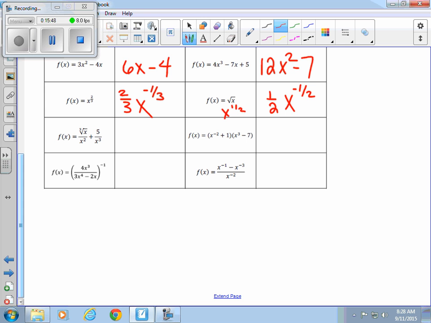What could I write 5 over x cubed as? Would you agree that 5 over x cubed is the same as 5x to the negative third? Nice trick to play, right? Because now on that piece I already know the answer. It's negative 15x to the negative 4. Just subtract, make sure you subtract. So that piece is good.